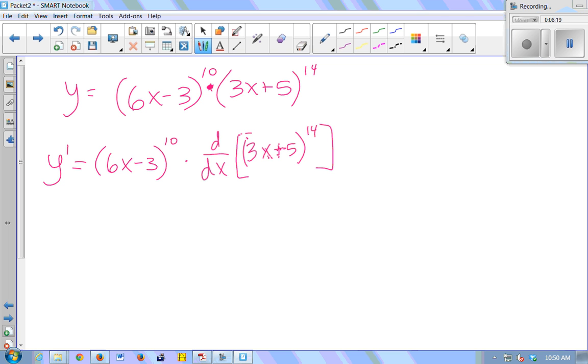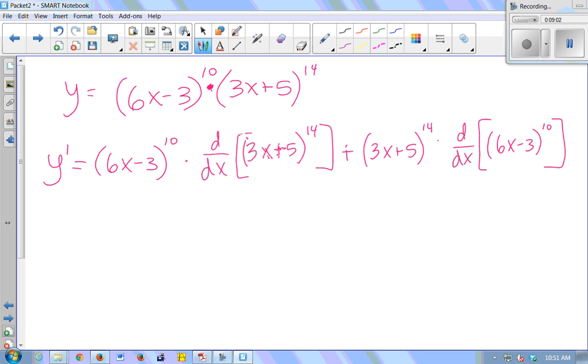So this says first plus the derivative of the second. Sorry, times. First times the derivative of the second, plus the second, 3x plus 5 to the 14th, times the derivative of the first. And the first is 6x minus 3 to the 10th. So I've just written down the product rule. I didn't take the derivatives because those two derivatives in there are going to involve a little bit more work than usual. So just to keep things straight, I wrote down the whole product rule, and then I'll take the two derivatives.